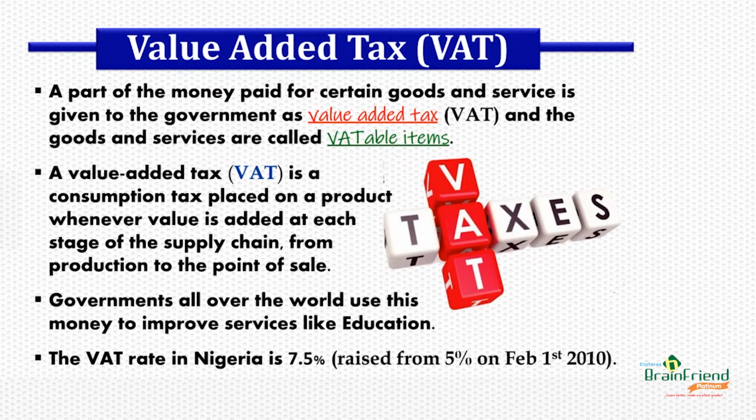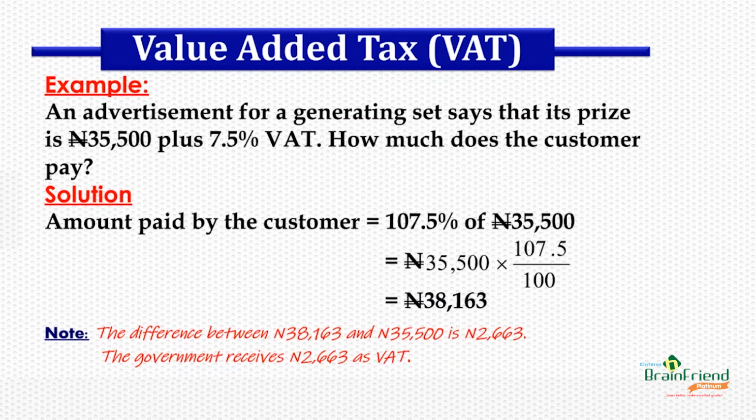Let's learn some more about VAT. Currently, in Nigeria, the VAT rate is 7.5%. That means that for every vatable good, one would have to do a calculation of 7.5% of whatever the cost of that good or service is and make such payments to the government. Now, let's look at an example to help us understand how VAT is calculated.